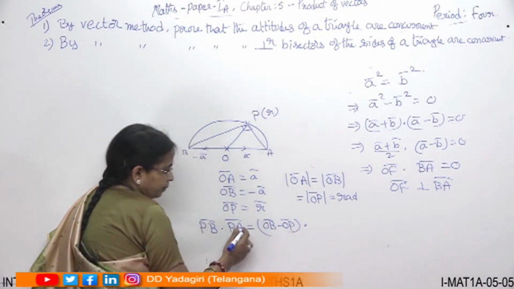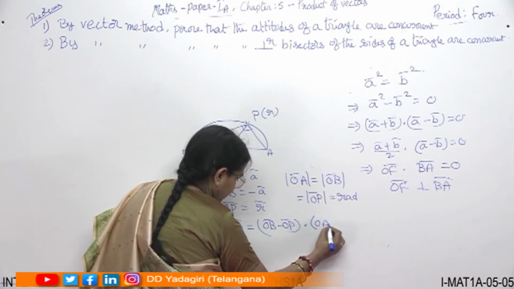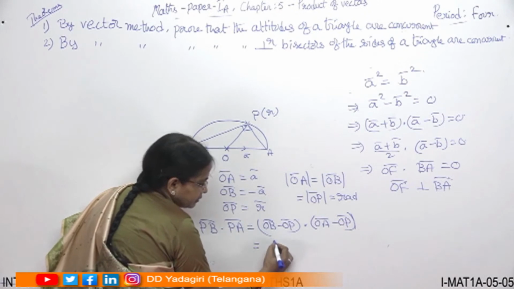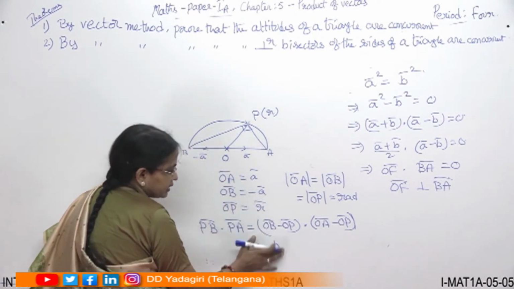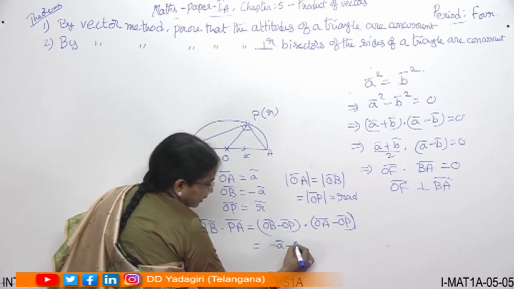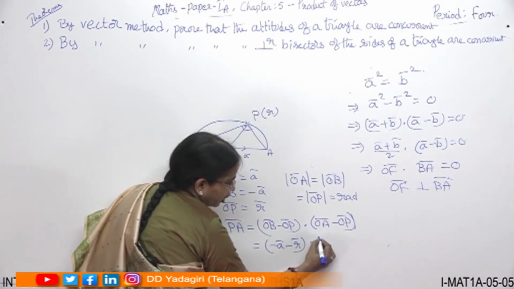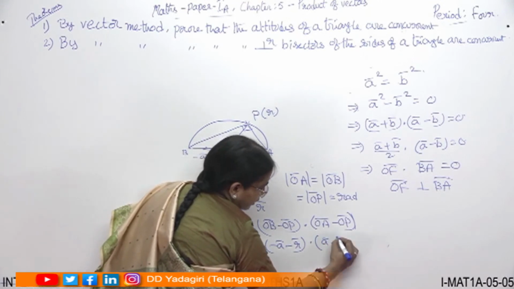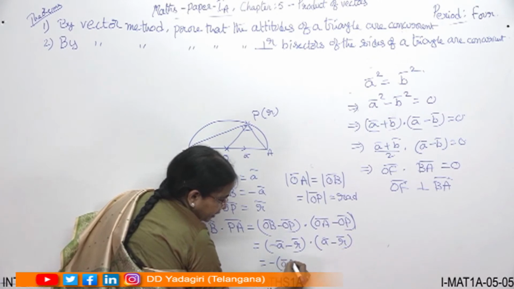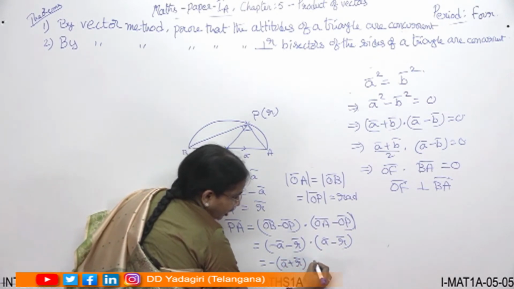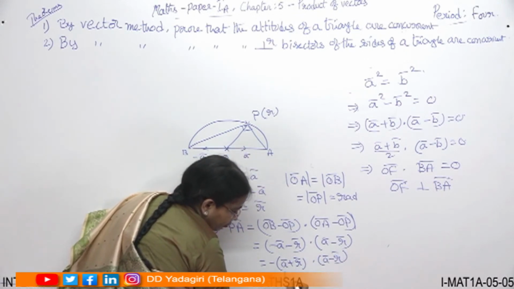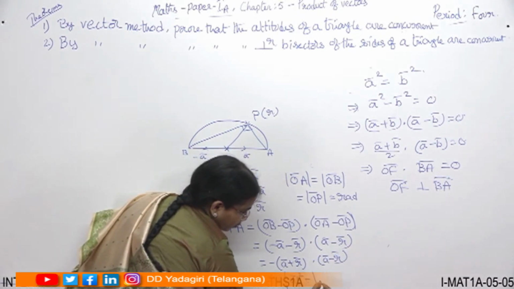Dot PA. PA is OA minus OP. Now OB means minus A. So it is minus A dot minus OP is R. Minus A minus R dot A minus R. You must show that it is 0. So if you take minus as common, then it is A plus R dot A minus R. So it is minus of mod A square minus mod R square.